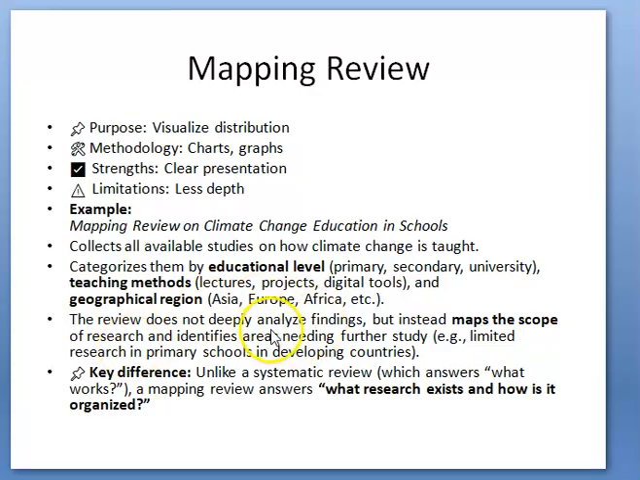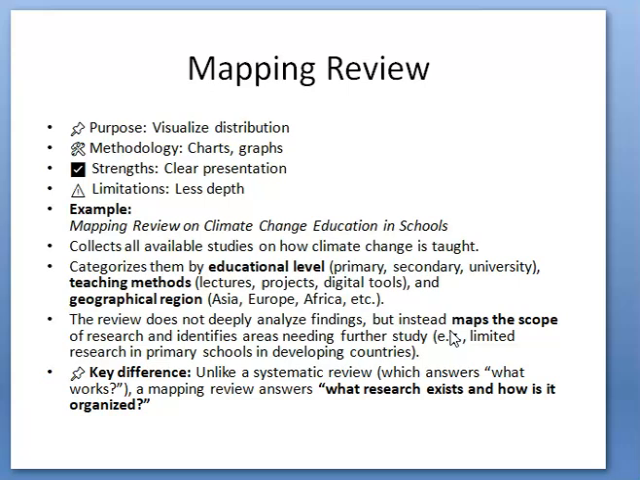Now this method does not deeply analyze the findings, but instead it maps the scope of the research and identifies the areas needing further study. Like, there is limited research at the primary school level, while at the university level a lot of work has been done. So this kind of finding will be brought out using the mapping review.